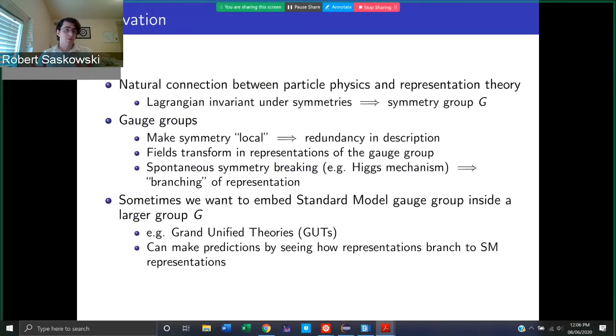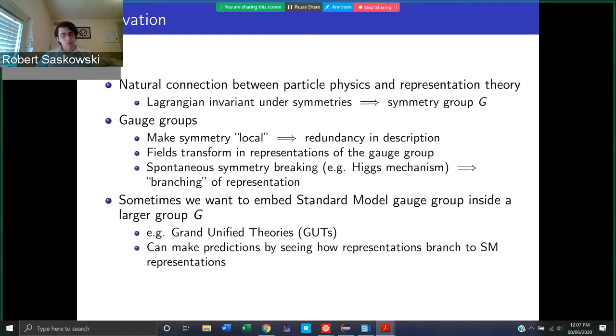So, in the motivation, there's a natural connection between particle physics and representation theory. You don't necessarily have to have a theory with a Lagrangian, but suppose you start with some Lagrangian. This is, in general, going to be invariant under some transformations, and these naturally give you some symmetry group. Call it G. Now, an important application of these symmetry groups is to gauge the symmetry. In other words, we're making the symmetry local. And I know mathematicians hate that term, because what we're really doing is we're saying it's not a symmetry anymore. It's a redundancy in the way we're describing the physics.